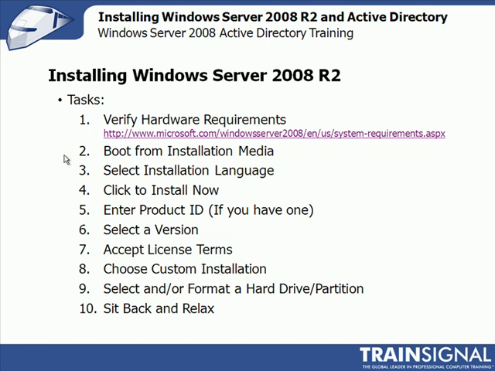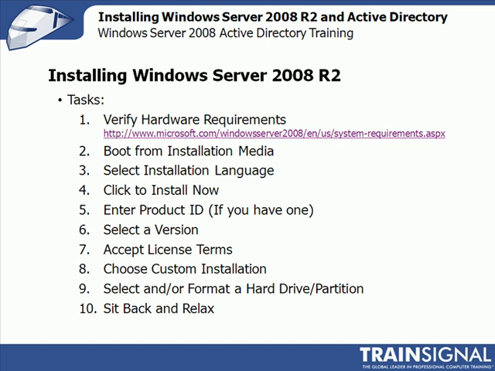All right, so let me go ahead and close out of here and get us back over to our task list. After we've verified that our computer meets our minimum hardware requirements, we're going to need to boot from the installation media. So I'm going to put in a Windows Server 2008 R2 DVD. When we boot from that media, it will take us into an installation wizard, which will prompt us to select an installation language. From there, look at step 4. This is about as easy as you can get. Click to install now. Yep, there's actually a button that says install now.